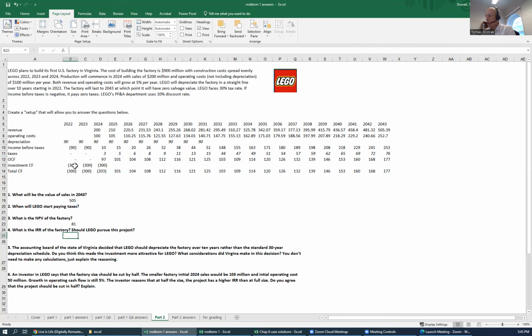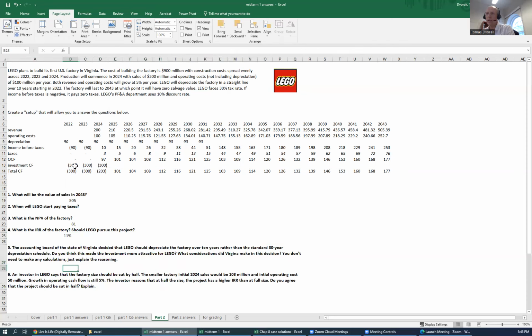What is the IRR of the project? Let's ask. It's 11%. Clearly, it's above the discount rate, so this project is a go, both because it has a positive NPV and because the IRR is greater than the discount rate. Fantastic. Then we have some other questions here.